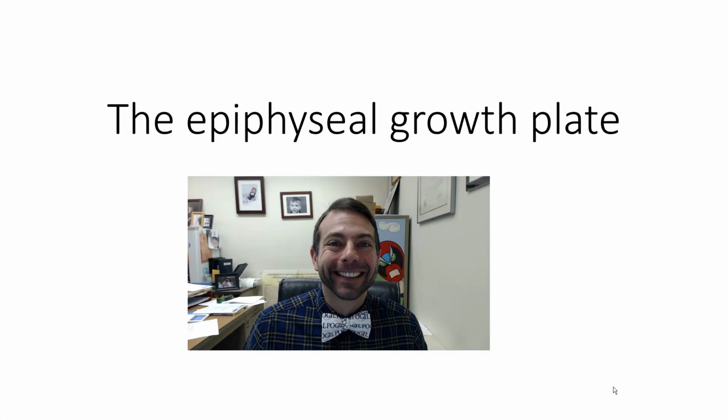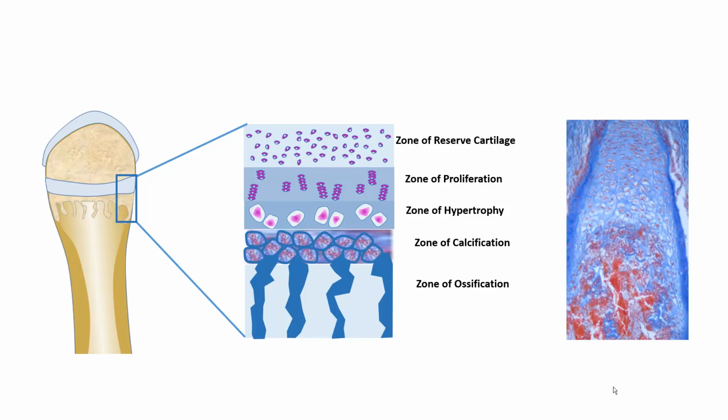Another little video in histology, and this time we're going to be going over something that a lot of folks have a hard time wrapping their head around, and that is the epiphyseal growth plate. So we look at this picture of a long bone. You can see that we're kind of zoomed in on that thin band of hyaline cartilage there in the epiphysis of the bone. That's why it's called an epiphyseal growth plate.